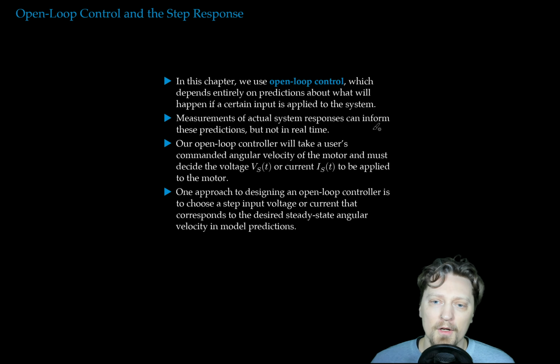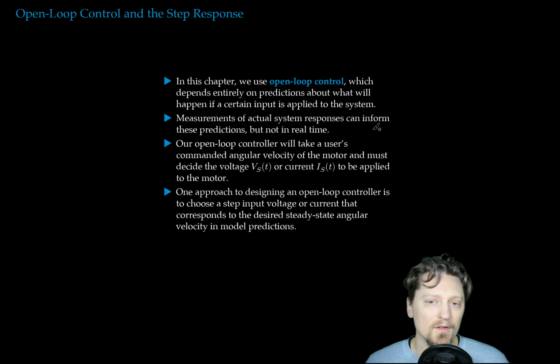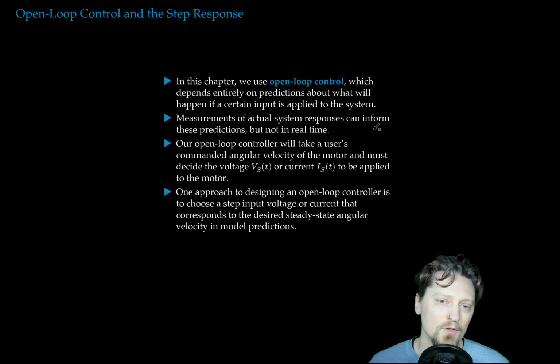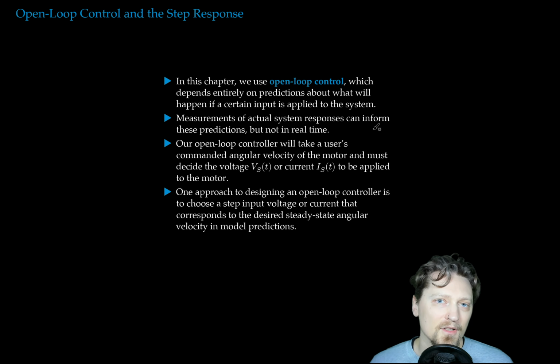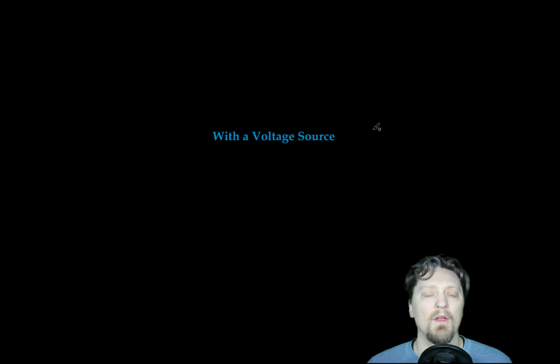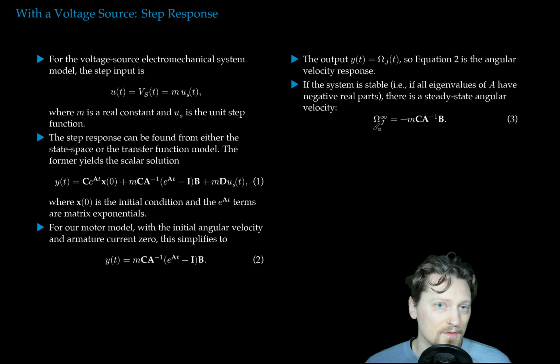Our open loop controller will take a user's commanded angular velocity of the motor and must decide the voltage Vs or current Is to be applied to the motor. One approach to designing an open loop controller is to choose a step input voltage or current that responds to the desired steady state angular velocity in model predictions. With a voltage source, we have the following step response.